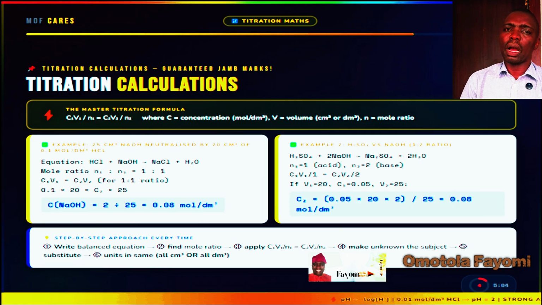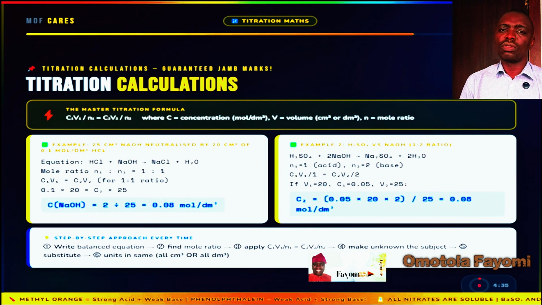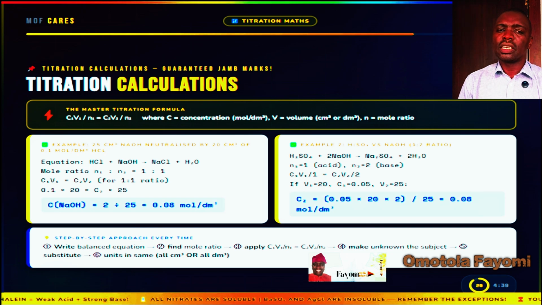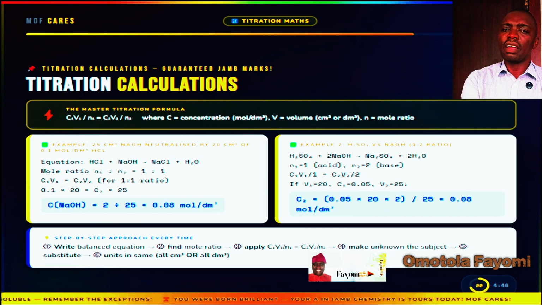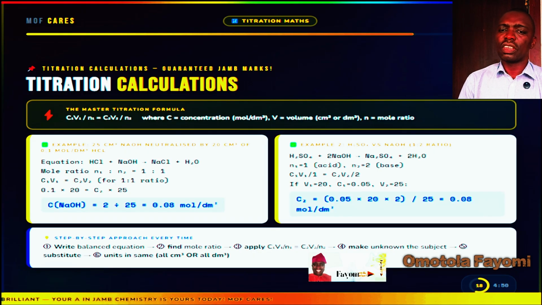Your approach every time: 1, write the equation. 2, find the mole ratio. 3, apply C1V1 over N1 equals C2V2 over N2. 4, make the unknown the subject of the formula. 5, substitute and calculate. Repeat this process for every JAMB titration question.